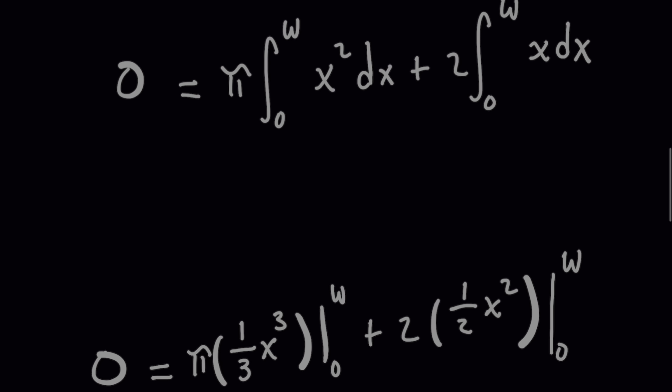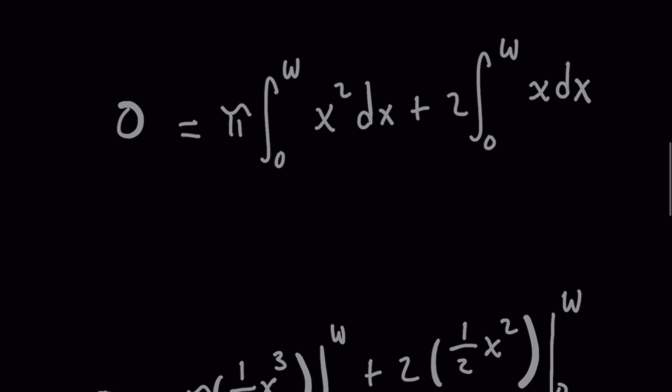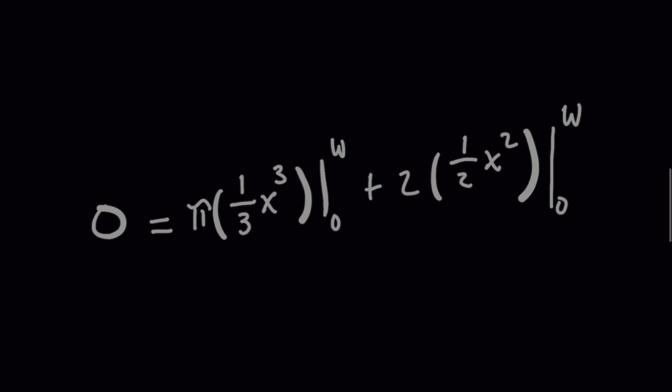Now similarly, for the other integral above, we know the integral here of x is going to be 1/2 x squared. And then of course I have this 2 that I had pulled out here in front. And for that, we're also going to evaluate it from 0 to w as well.